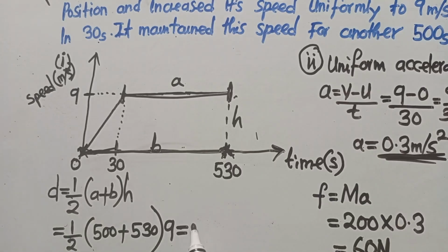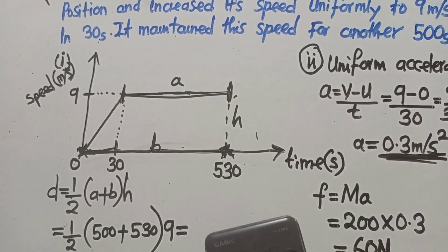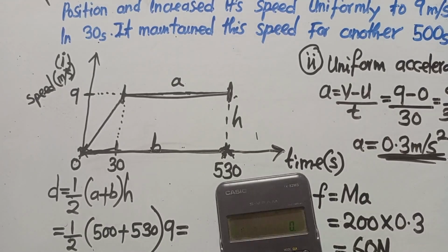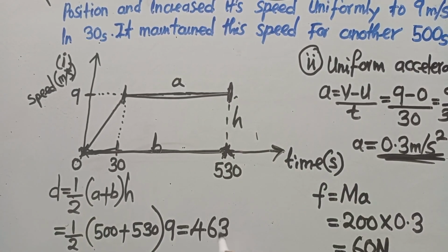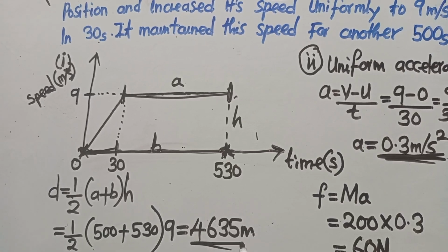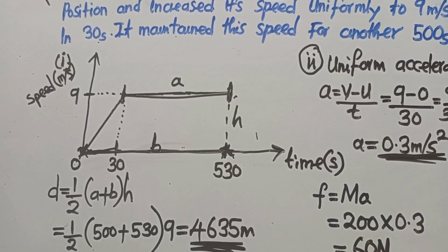So the answer that we are finding here, you can just write everything on your calculator. You say this is 0.5, open bracket, 500 plus 530, close bracket. What answer are we getting? We are getting 515. 515 times the 9 that is outside, times 9. What answer are we getting? We are getting 4635 meters. This is my answer. So that is the distance that is covered by the automobile for the whole journey.